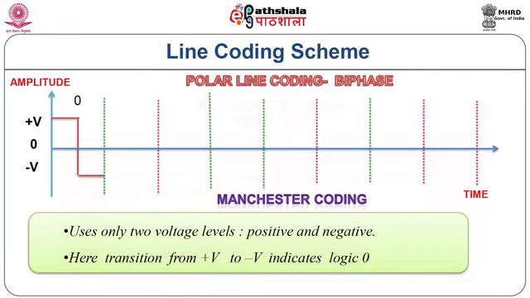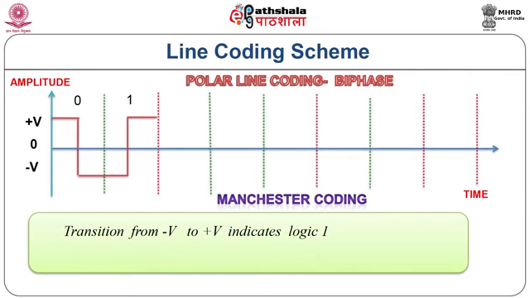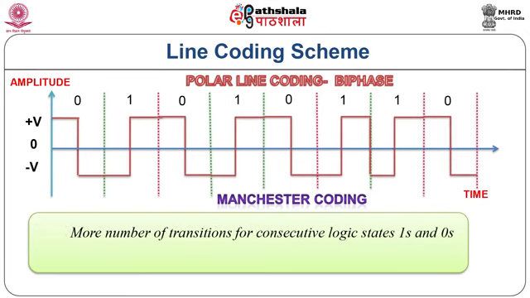From the figure, we can see that the code only uses two voltage levels, positive voltage plus V and negative voltage minus V, for binary logic representation. Binary 0 is represented by a high to low voltage transition at the mid-bit interval. Binary 1 is indicated by a low to high voltage transition, that is minus V to plus V, at the mid-interval. The figure shows how a binary sequence 01010110 is represented using Manchester coding.